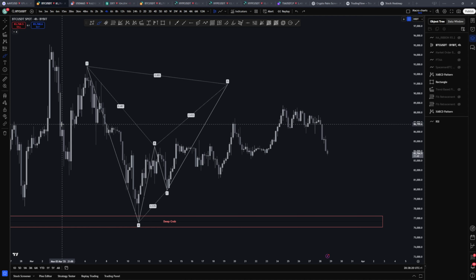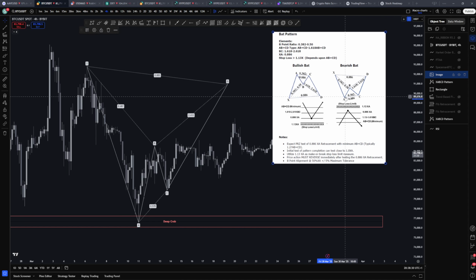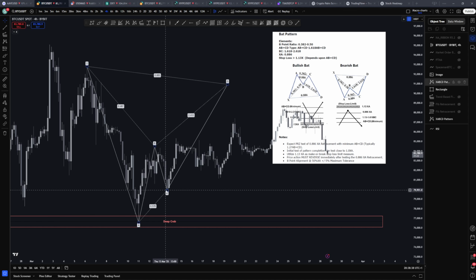Harmonics do not support the idea of doing that. And the reason for that is this. Let me pull up a bat again. As you can see, when we look at A to C, it can be anywhere between 0.382 and 0.886.